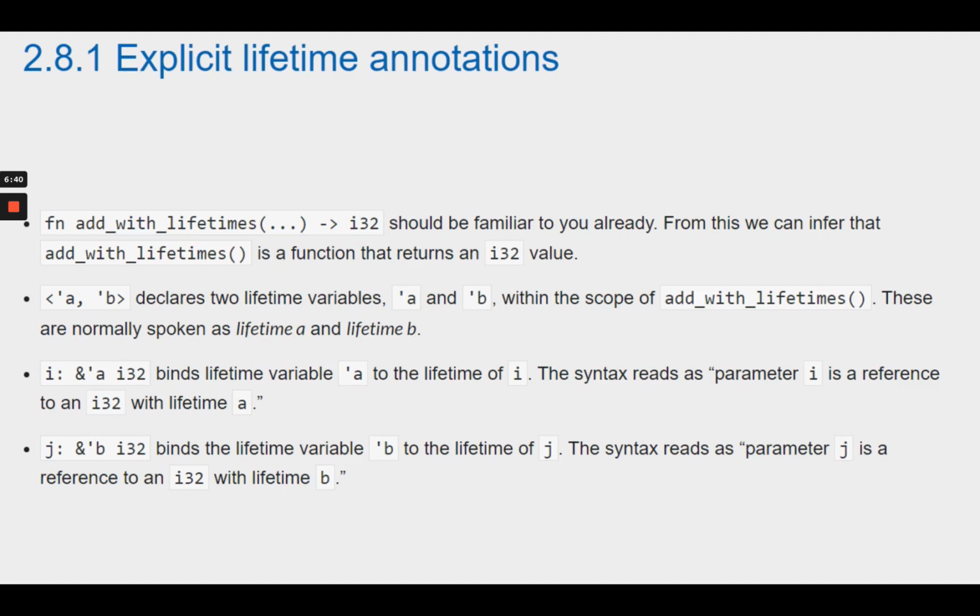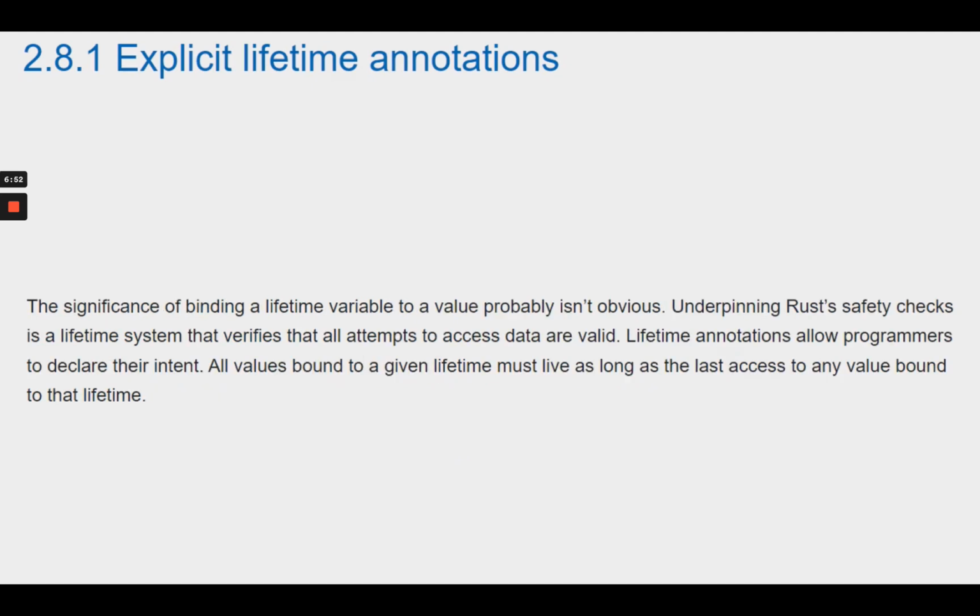J: &'b i32 binds the lifetime variable 'b to the lifetime of j. The syntax reads as parameter j is a reference to an i32 with lifetime b. The significance of binding a lifetime variable to a value probably isn't obvious. Underpinning Rust's safety checks is a lifetime system that verifies that all attempts to access data are valid.